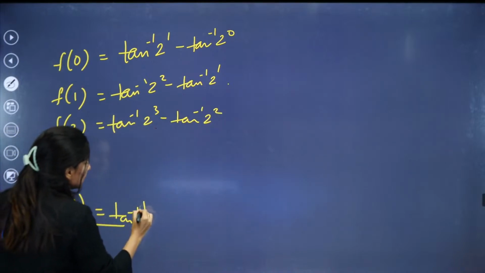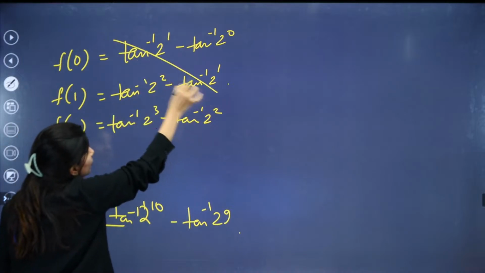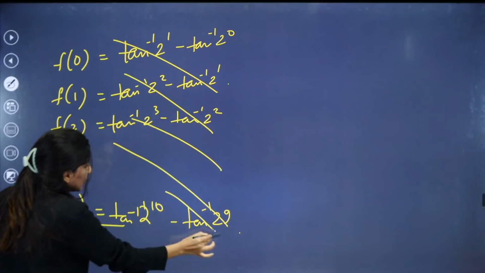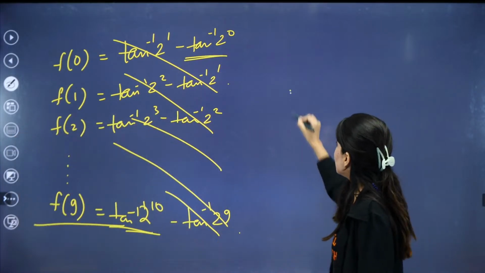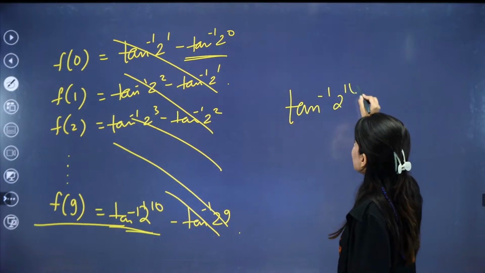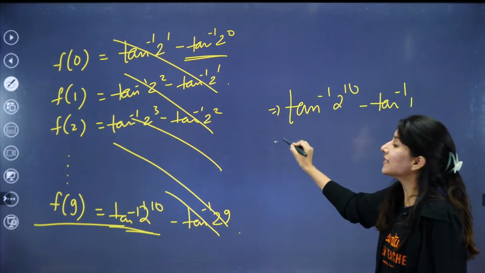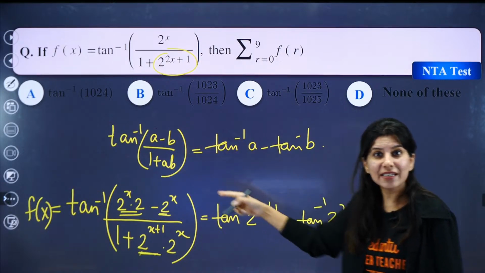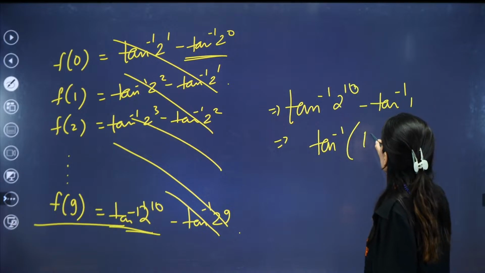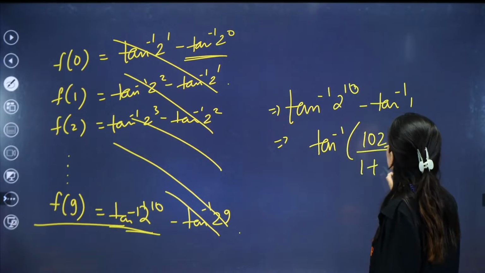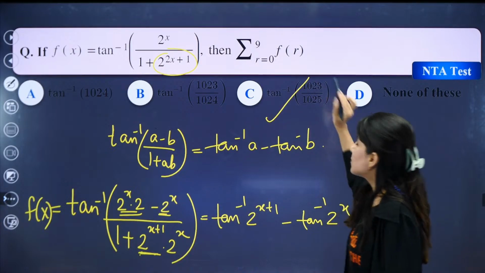And so on. The last would be tan inverse 2 raised to power 10 minus tan inverse 2 raised to power 9. Now start cancelling. If you add, these will get cancelled out, so we are left with this and this. The summation will be tan inverse 2 raised to power 10 minus tan inverse 1. So apply the formula tan inverse A minus tan inverse B, that is A minus B whole upon 1 plus AB. So this is tan inverse of 1023 whole upon 1 plus 1024. So 1023 upon 1025 is option C.